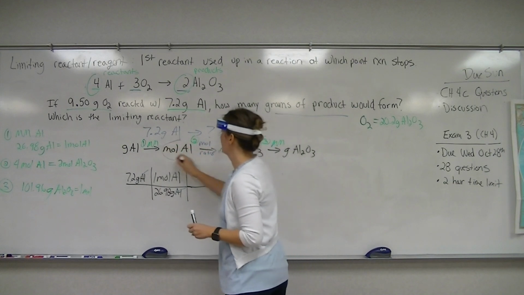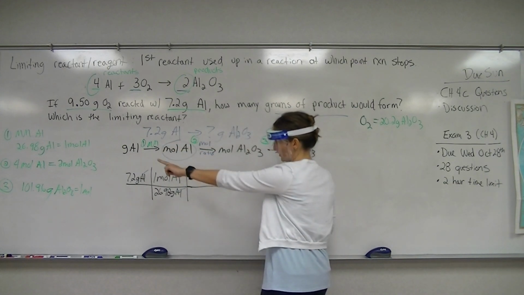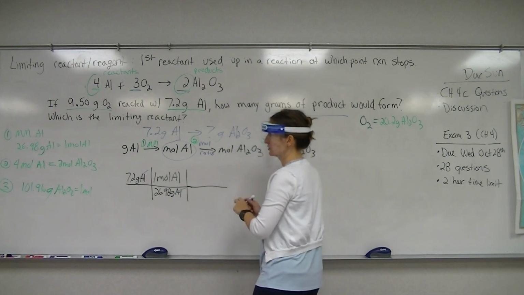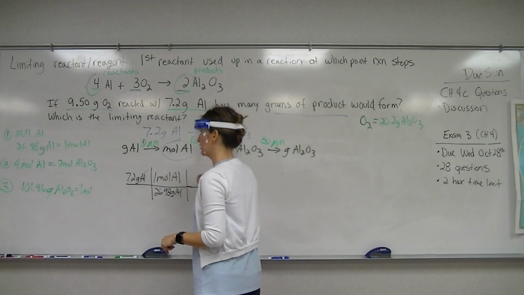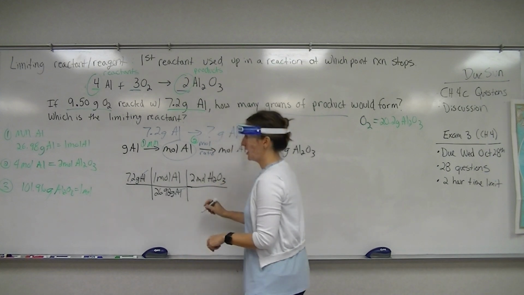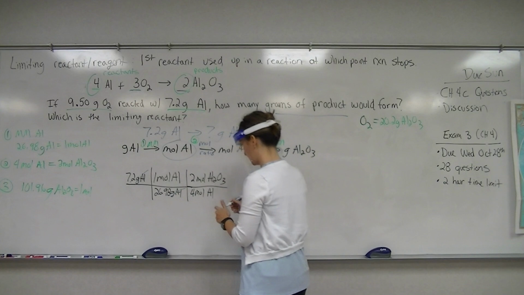Now we're at moles of aluminum. So we're going to use our mole ratio next, that 4:2 ratio, to get to moles of product. So I'm going to put the moles of product on the top because that's what we're looking to get, Al2O3, and the 4 moles of aluminum on the bottom so that those cancel.